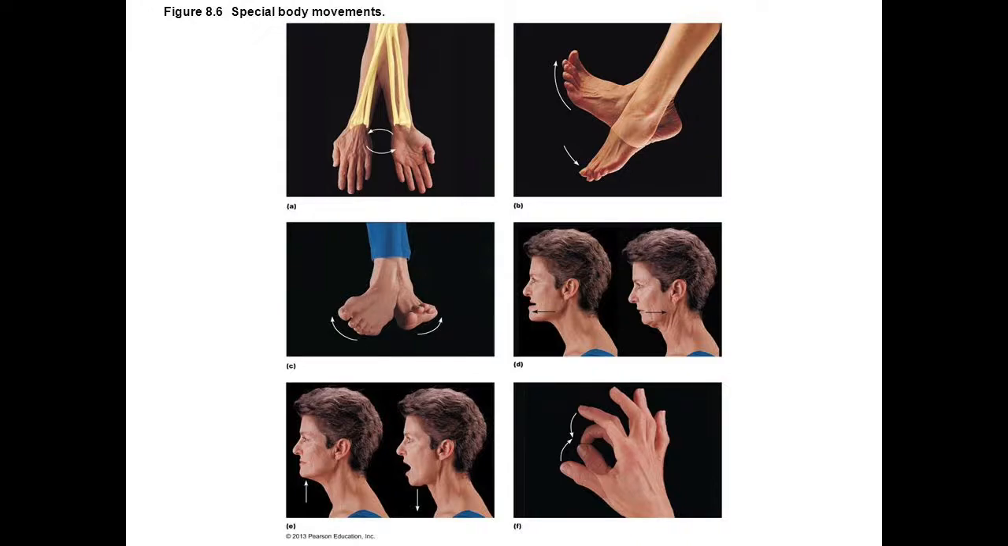Opposition is a movement of the thumb in which the thumb moves across the palm to touch the tips of the fingers on the same hand. This is the movement that gives humans the ability to grasp and manipulate objects with precision.